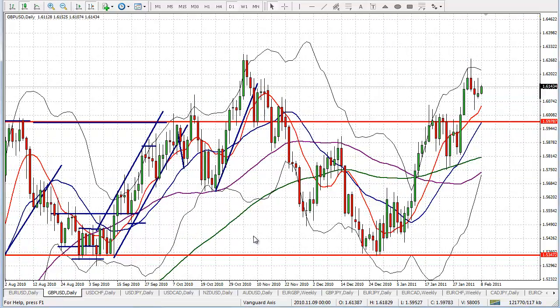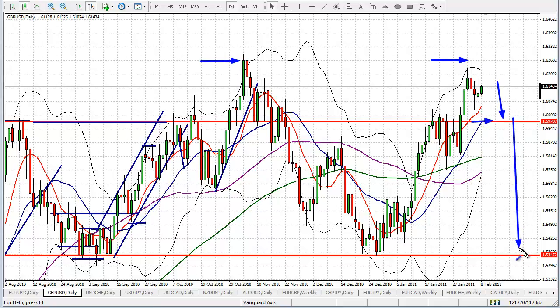Looking at the pound dollar trading at 161.43. At this point we're looking for the pound to continue gaining ground. What's going to be key here is this high at 162.70. Going back to November, we saw that high twice now, maybe a double top. We're going to be looking for a move back down to below 160. We'll see how the market reacts around that level, and then we're going to be looking for a push back down to 153.50 towards these lows.